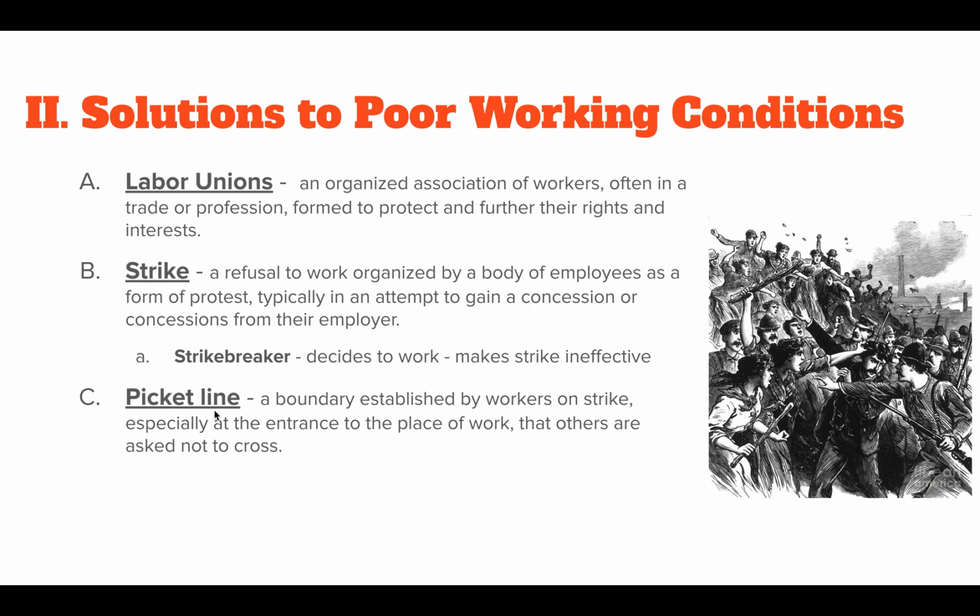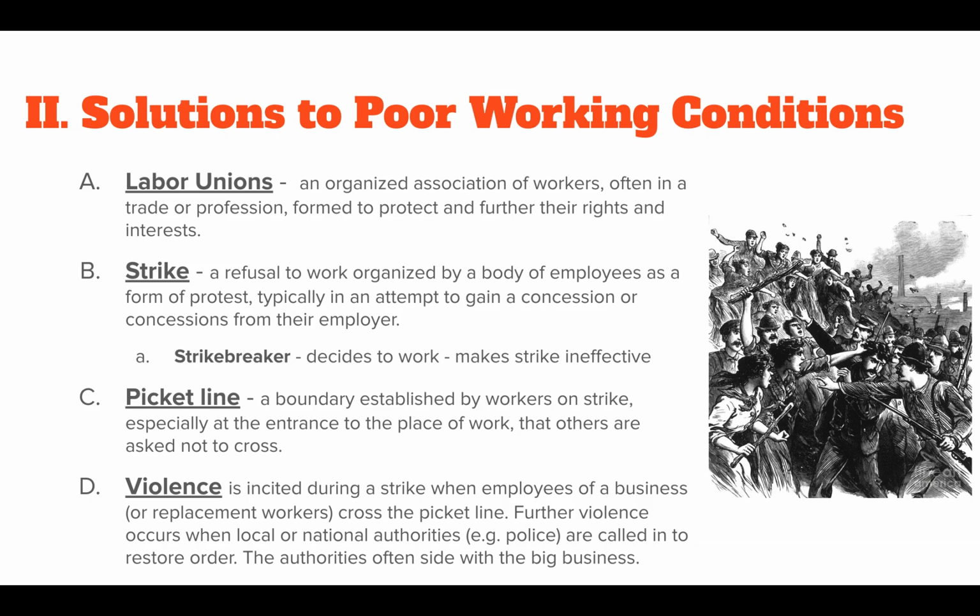Something called the picket line. That's a boundary established by workers on a strike, especially at the entrance to the workplace, that others are asked not to cross. They literally form a barrier in front of the doors of the factory, asking people not to cross that picket line. That is symbolic as well as meant to enforce: don't go into the workplace. We are on strike. We're looking for fair pay, fair hours, better working conditions.